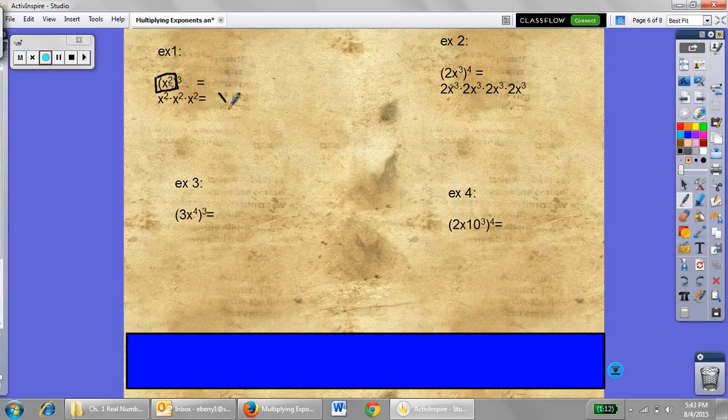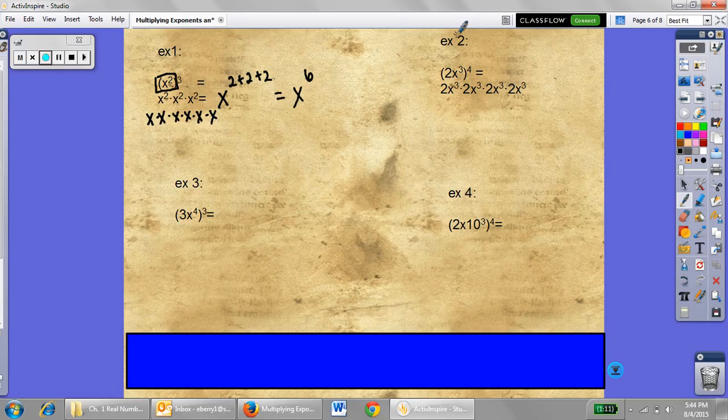Using the pattern we saw in the last one, we can just add these up. 2 plus 2 plus 2, and we get x to the 6th. If you aren't comfortable adding here, you can still write these out as x times x, and another x times x, and another x times x, and just see that there are 6 here.